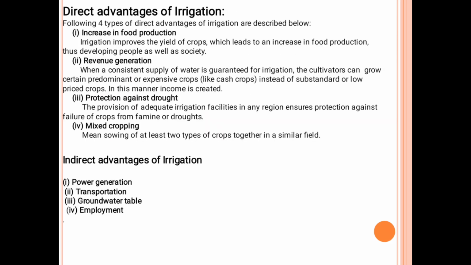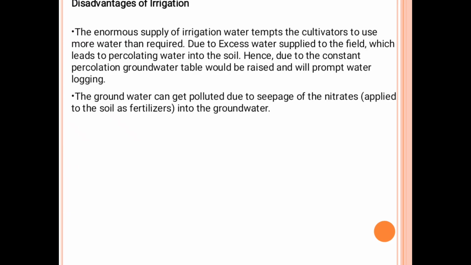Direct advantages of irrigation. It increases the food production. It brings revenue generation and growth, protection against drought and mixed cropping. Indirect advantages: power generation, transport, raising the water table and employment.